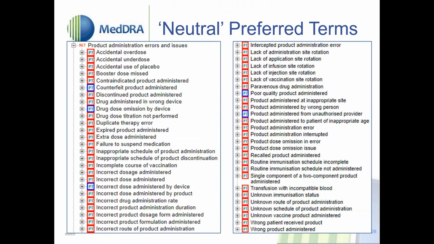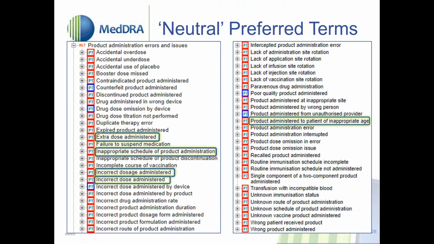So in this screenshot from the MedDRA browser, you can see some of these neutral PTs, like extra dose administered, inappropriate schedule of product administration, incorrect dosage administered, incorrect dose administered, product administered to patient of inappropriate age, product administration interrupted, or product dose omission issue. Extra dose administered, inappropriate schedule, etc., etc. These do not contain the information whether this happened accidentally or intentionally. So they are neutral, so to say. You will find many of those.